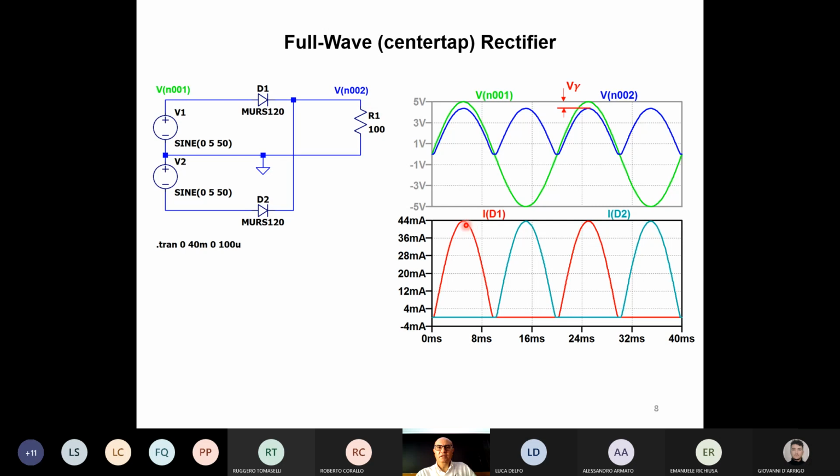Also, if you see the peak value of this current, it's 44 milliamps. 44 milliamps times 100 ohms makes 4.4 volts. So, why is 4.4 volts the voltage over the resistance, which is 5 minus V gamma? In this case, V gamma is 0.6 volts, more or less. It means that this is a power diode, and so has a lower voltage drop. So more or less, it is working.